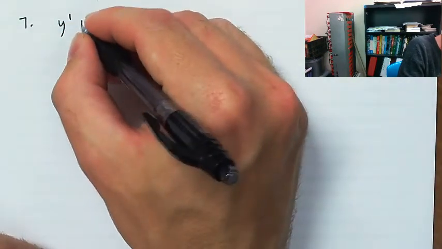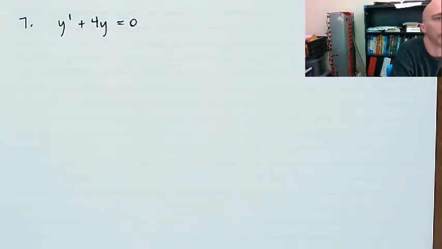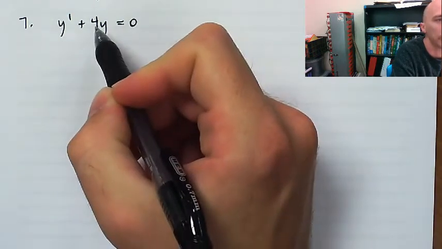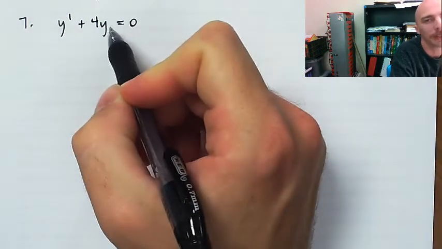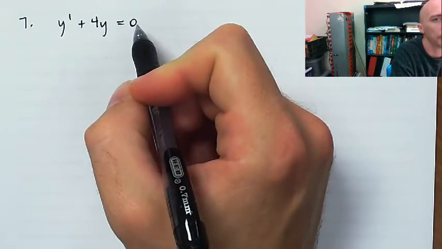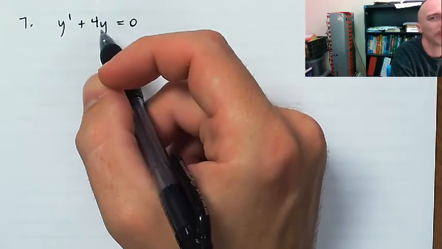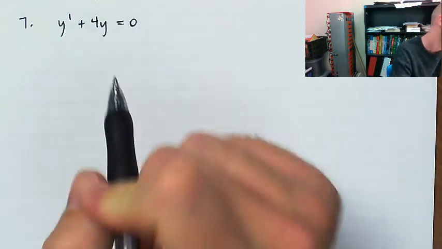y prime plus 4y equals 0 is what it says, or something equivalent to that. Now, this is y prime plus p of t y equals q of t. Well, if p of t and q of t are both constants, then you might need to use the integrating factor. But even still, I don't think you would. I think it's still separable.